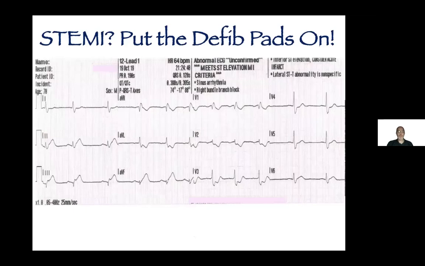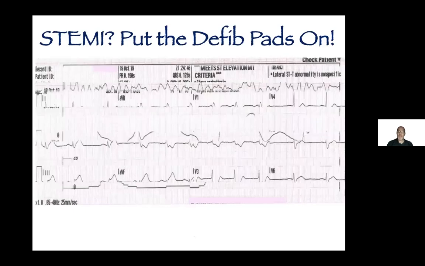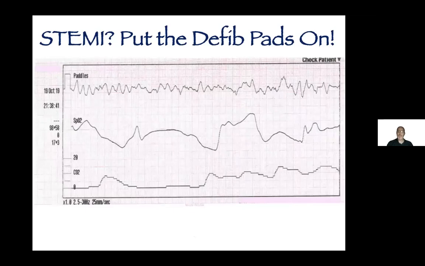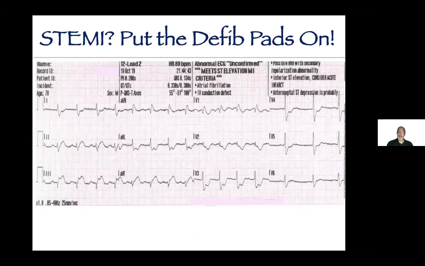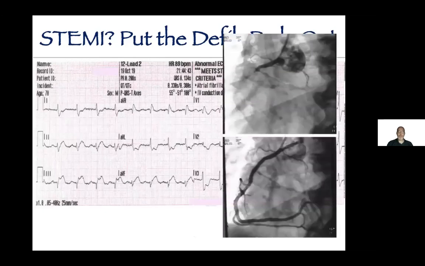I said this earlier, if the patient's having an MI, put the defib pads on them because they tend to misbehave and fibrillate, and you want to shock them right back out of it like our paramedic did here, got the patient back, and this is 100% right coronary artery occlusion.